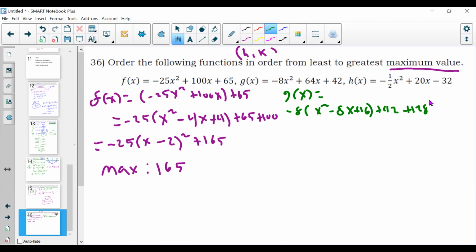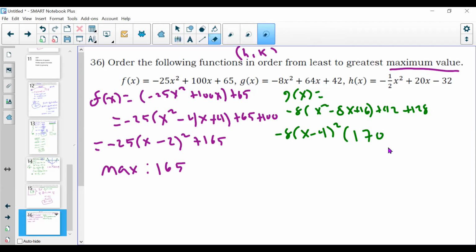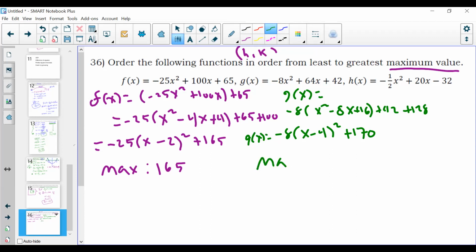And then from there, get -8. That factors out to x minus 4 squared. 128 plus 42 gives you 170. So we get positive 170. That's what g of x equals. So the max for g of x is 170. Now, are you with me so far? Is this making sense?